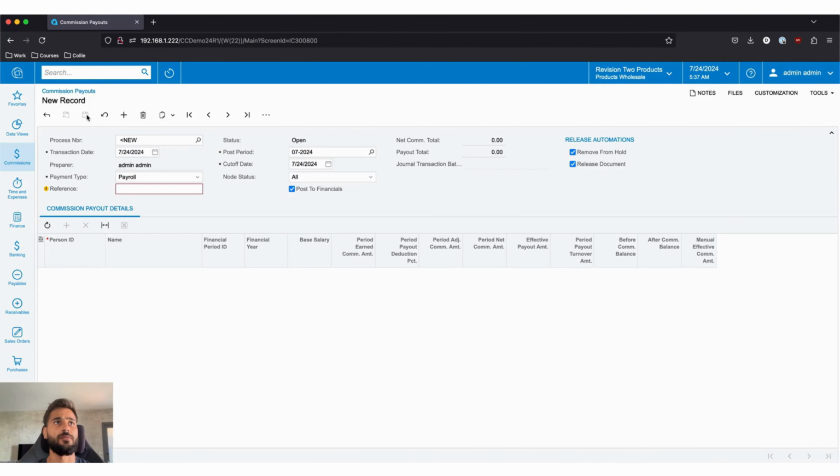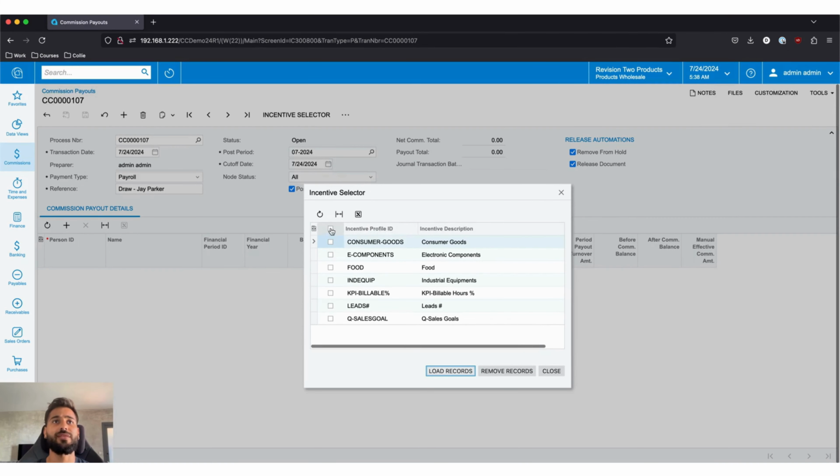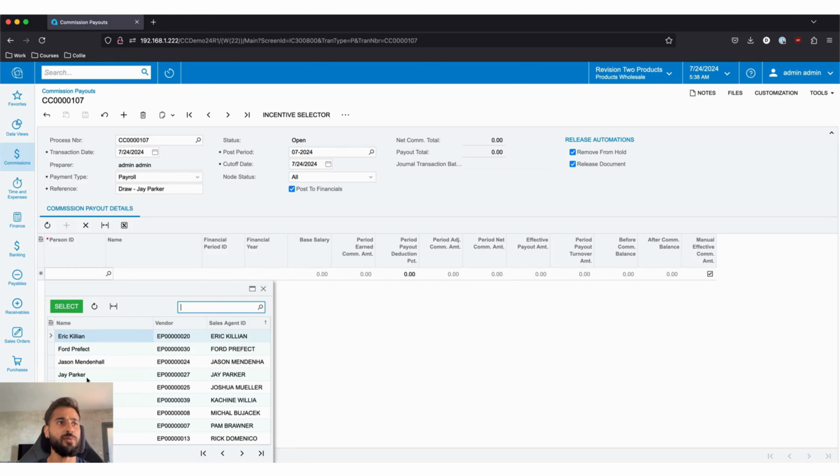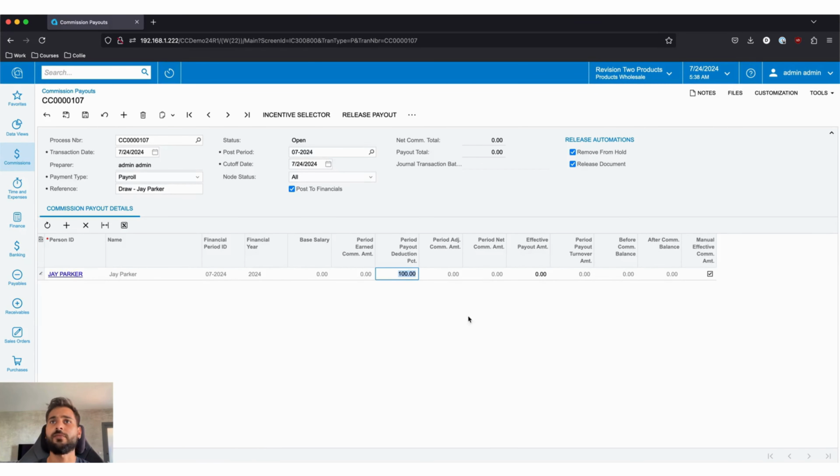document. In the commission payout document, we are going to type our reference. That is going to be draws, J. Parker. Typically, in our payout process, we need to select an incentive that we want to load. In this case, we are not going to do this. We are going to go straight into the grid. We are going to add a new row and we are going to select J. Okay. In the effective payout amount, we are going to give him an advance of $1,000.